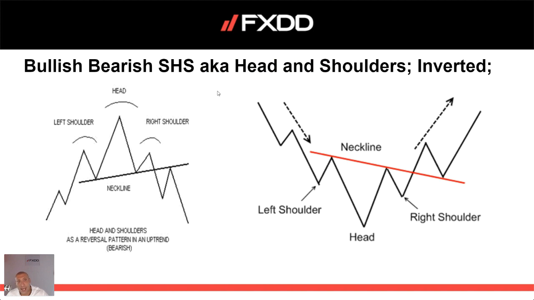Bullish and bearish SHS, also known as head and shoulders and inverted head and shoulders. This is the left shoulder, this is the head, this is the right shoulder. Classic technical analysis tells you that you go short when the trend line is broken. I go short at the top of the right shoulder when I notice a candlestick reversal pattern. So what I want to see is shoulder, head, shoulder formation, and then at the top of the right shoulder, I want to see a bearish candlestick reversal pattern. If I see a bearish reversal candlestick pattern, then guys, I enter the market right at the top of the right shoulder.